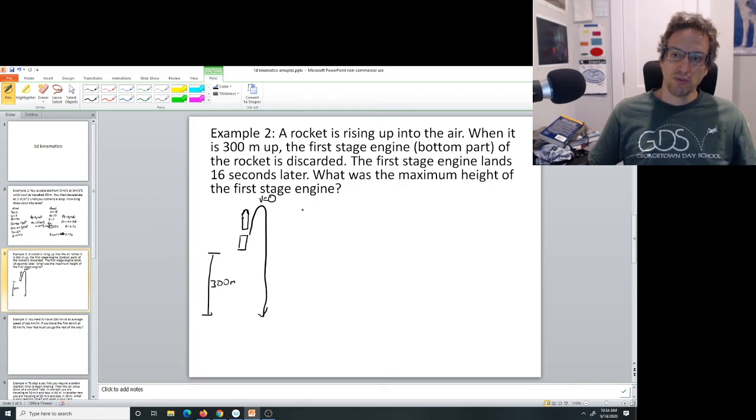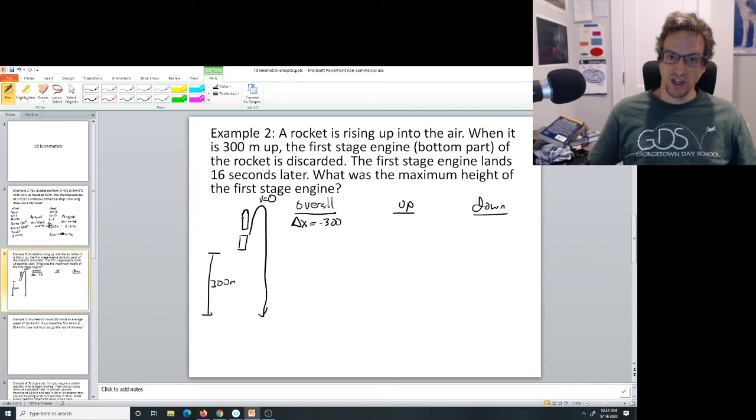So we actually want to split this problem into multiple pieces. There's the overall, there's the up part, and I call it the down part. And it turns out we don't really have to do anything with the down part here, but in theory we could. So thinking about the overall part, we know that the change in x is negative 300 meters. It doesn't matter that it goes up. Remember, displacement, change in x, is where it starts to where it finishes, and it goes down 300 meters. The acceleration is negative 9.8, and we know the time is 16 seconds.